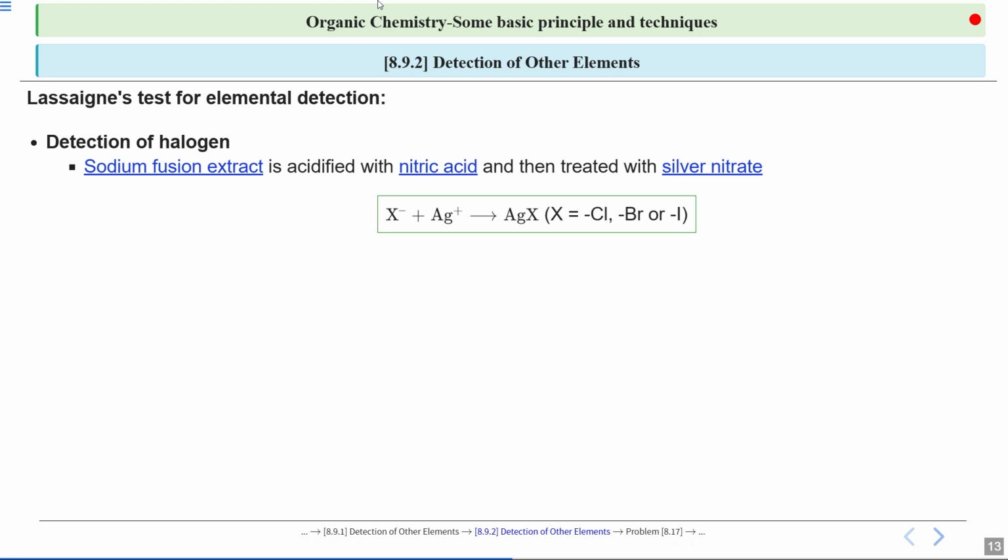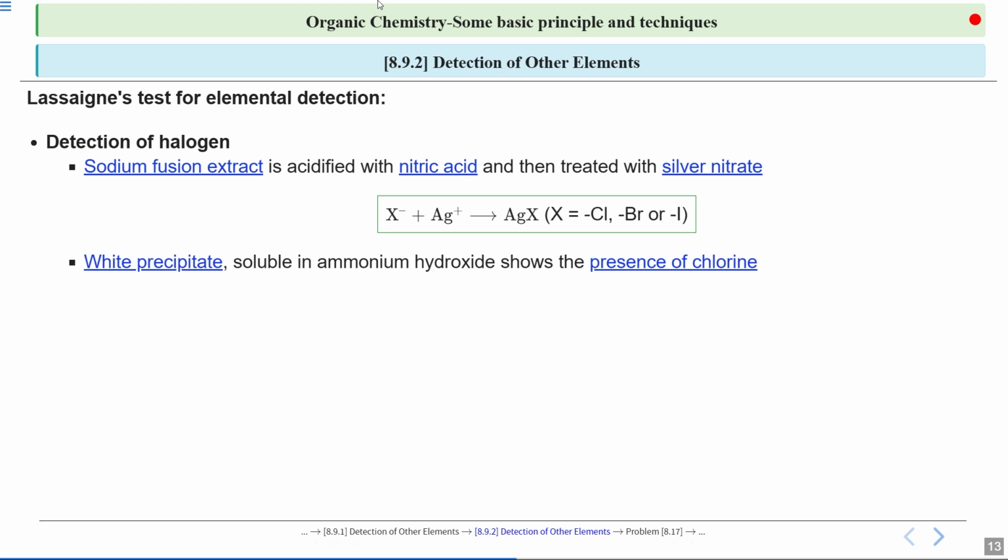The equation for this reaction is a halide ion reacting with Ag plus to give us a silver salt. Now the salt can be of chlorine, bromine or iodine. A white precipitate is formed. Whenever a white precipitate is formed, it indicates that the halogen is chlorine. This precipitate is soluble in ammonium hydroxide, which is a key characteristic of chlorine detection.